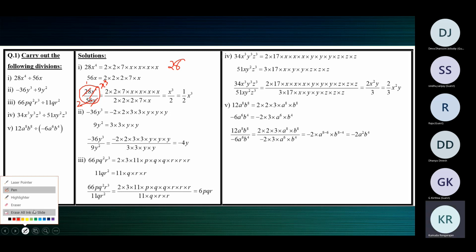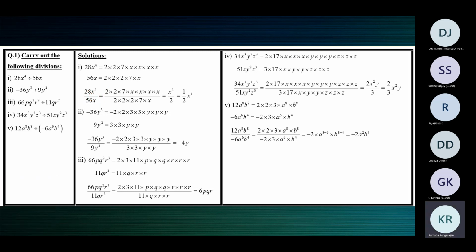But since you're just learning, you have to show these steps. I'm saying 28x to the power 4 by 56x. X and x to the power 4, so you'll have an x cubed here in the numerator. 28 ones are 28, 28 twos are 56. So it's 1 by 2 x cubed. It's x cubed by 2 or 1 by 2 x cubed.